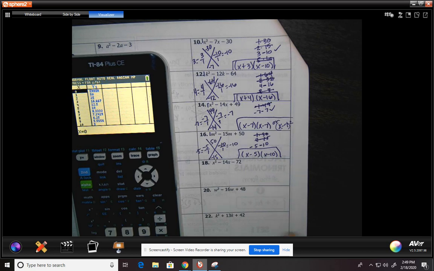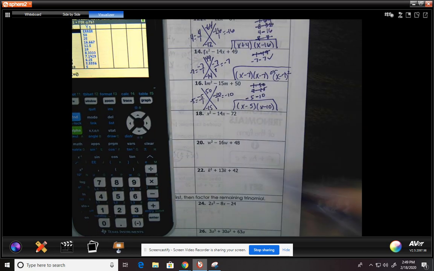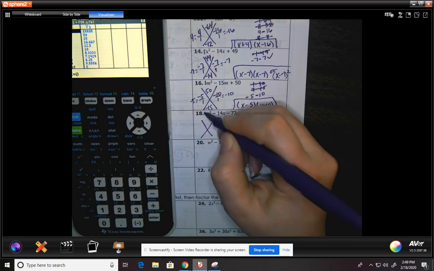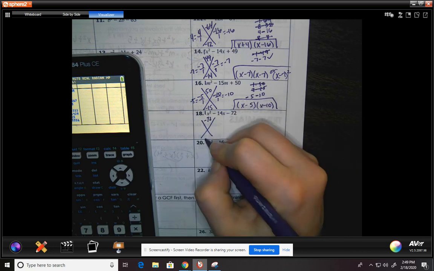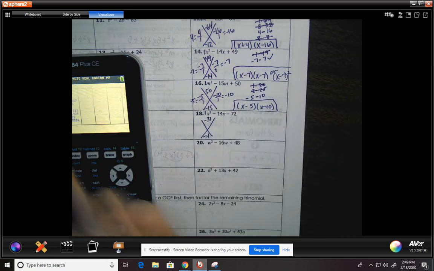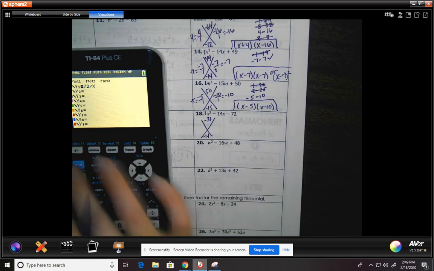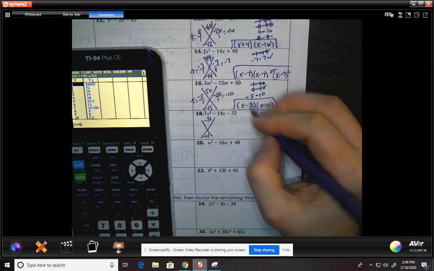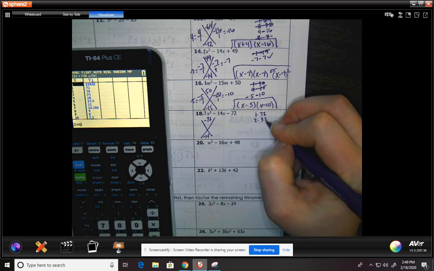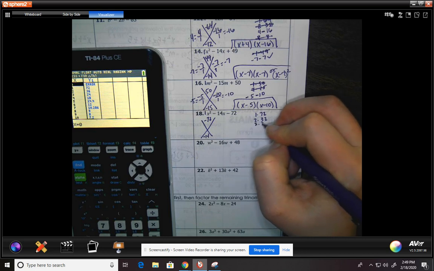Okay, so now for the mixed practice, we're putting all the signs together. Okay, I'm going to put my x. 1 times negative 72 is negative 72, and I want a sum of negative 14. Now, I'm going to struggle a little bit on my 72s. I don't remember them all. So I have 1 and 72, 2 and 36, 3 and 24.